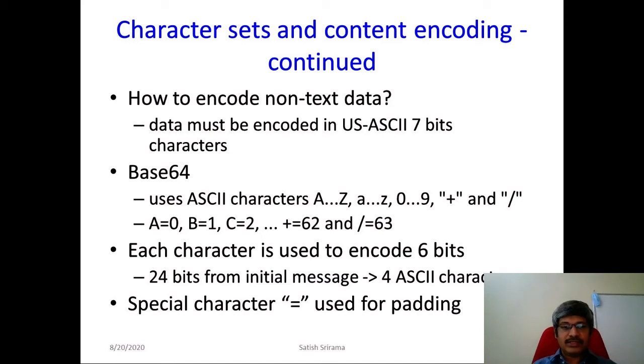So this one supports A to Z capital letters and A to Z small letters, which will be 26 by 2, 52, and then you have the numbers 0 to 9, which will be 10. So 52 plus 10, 62, plus 2 more, the plus and the slash. That's all. It supports only these 64 characters.